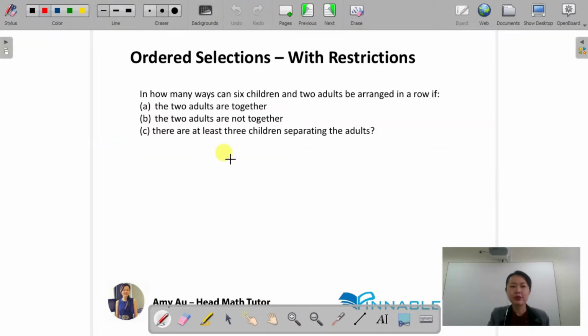So with restrictions, in this case, in how many ways can 6 children and 2 adults be arranged in a row if the 2 adults are together? Alright, so in this first one, I'm going to show you how to deal with people who want to be together. So what you can do is what I call group the people who want to be together. So I have 2 adults, right? And then the people who don't have to be together, in this case the children, you can treat them as individual groups of 1.